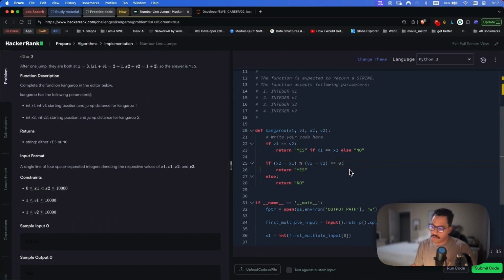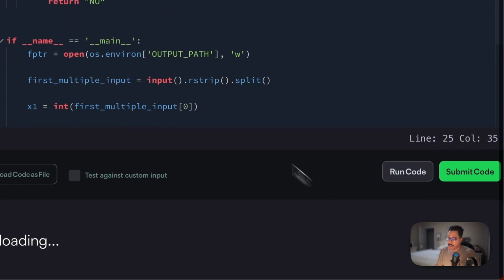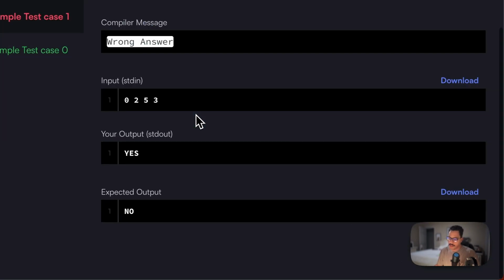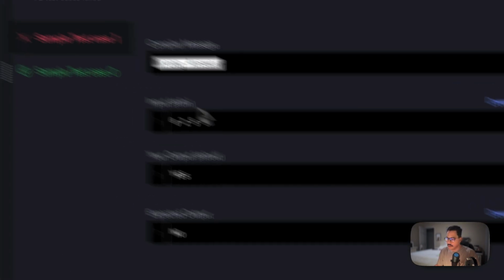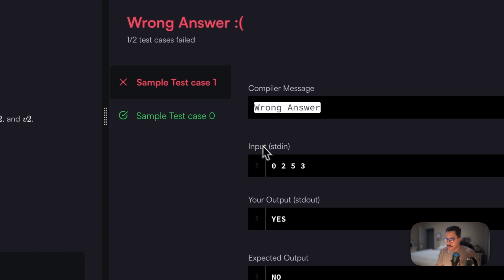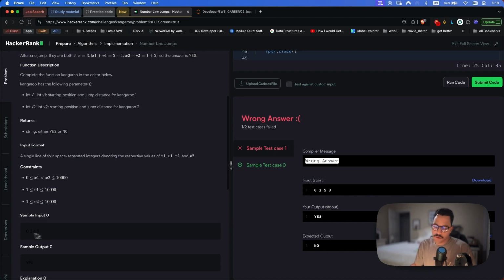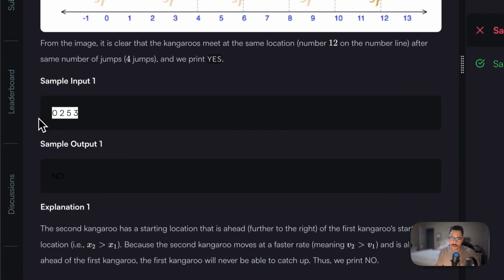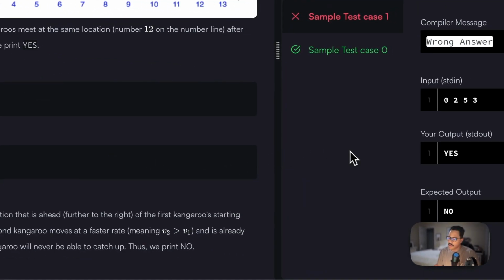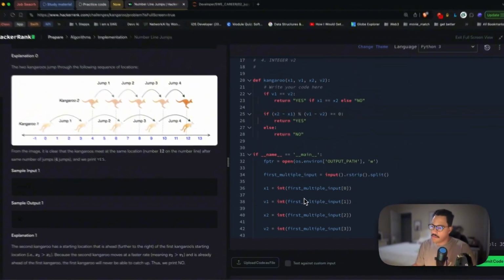I don't know. We'll see. I just want to see what the test case says. Ooh, okay. I see I'm missing one. It said yes. The expected is no. 0, 2, and 5, 3. Oh, that's the second one right here, right? Yeah. Interesting. What am I missing?